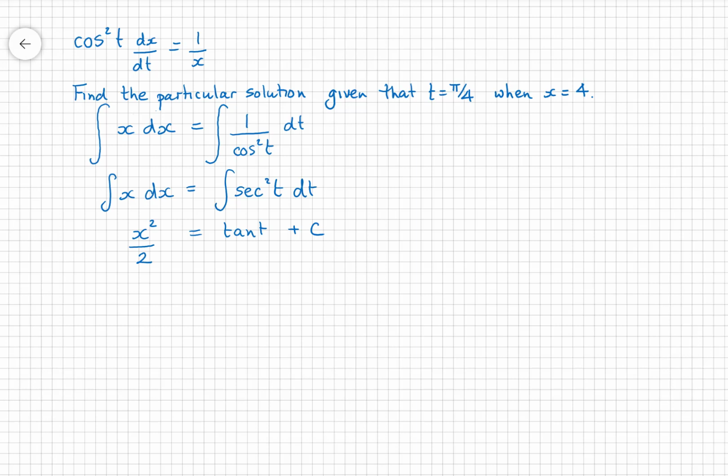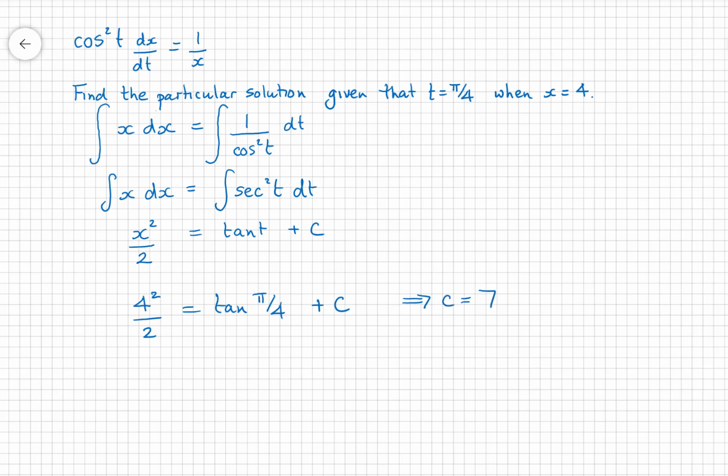Now we need to find our value of c using the given value for x and t, so we can substitute those in. So when x is equal to 4, 4 squared over 2 is equal to the tan of pi over 4 plus c. Some of you will be thinking in terms of degrees, pi over 4 being 45 degrees, so tan of pi over 4 is 1. 4 squared divided by 2 is 8. Take away the 1 gives us that c is equal to 7.